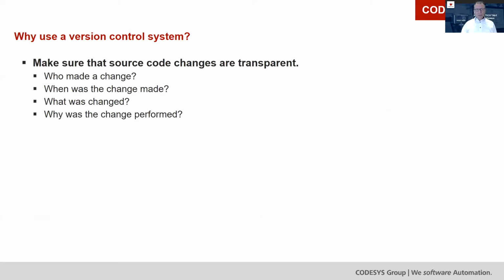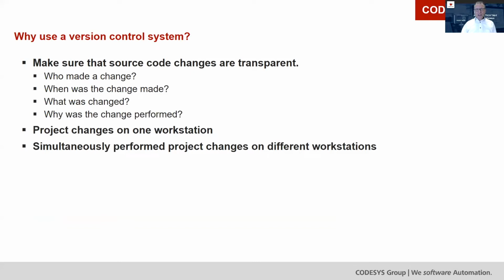The main task is to make sure that source code changes are transparent. So questions like who made a change, when was a change made, what was changed, why was the change performed, are answered by such a version control management tool, because you can then track all these changes, who did it, when it was done, and special comments on why it was done. And this is covered for changes made on just one workstation, but as well if changes are made by different users on different workstations, because then it's interesting to keep the overview.